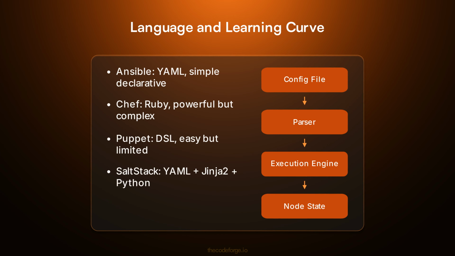Ansible uses YAML, which is easy to read but limited. Chef uses full Ruby, which gives power but can become spaghetti. Puppet has its own DSL, and SaltStack balances YAML with Python for custom modules.